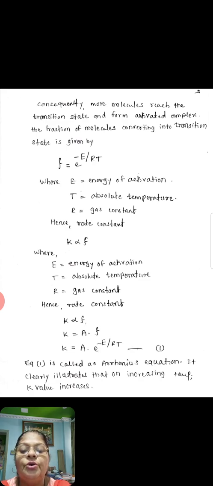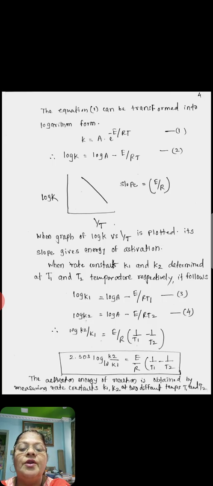So k is equal to A into f, where the proportionality constant is A. You put the value of f in the above equation: k is equal to A into e raised to minus Ea by RT. Equation 1 is called the Arrhenius equation. It clearly illustrates that on increasing temperature, the k value increases.